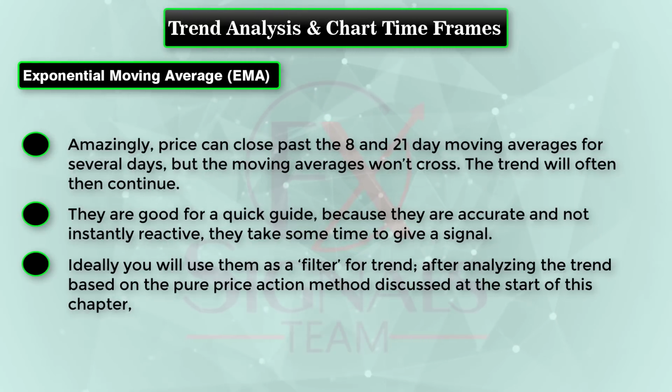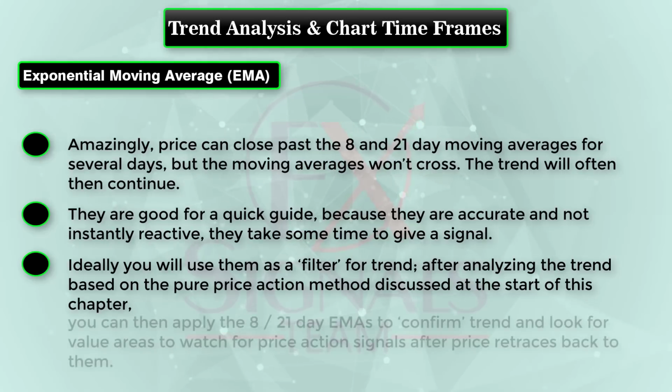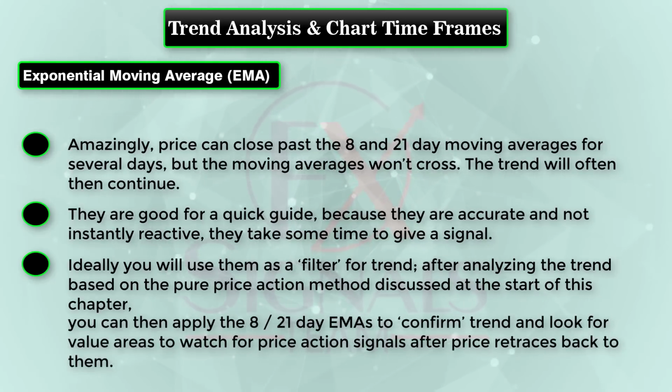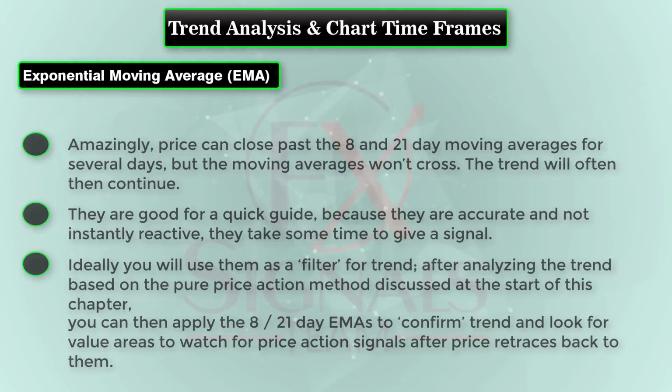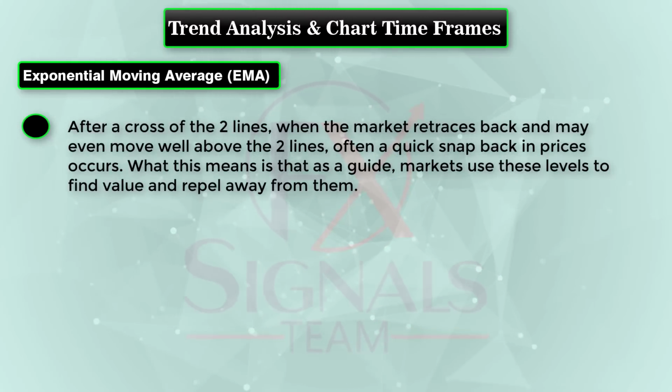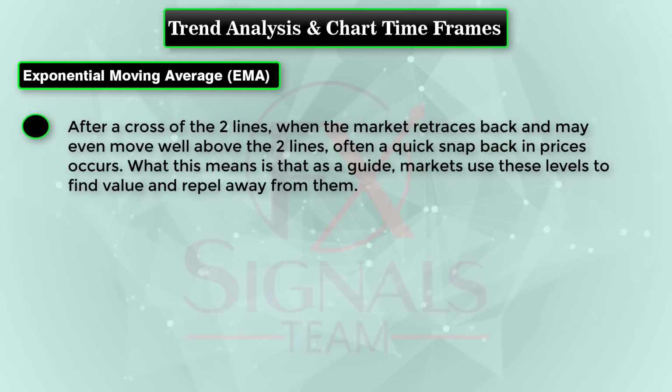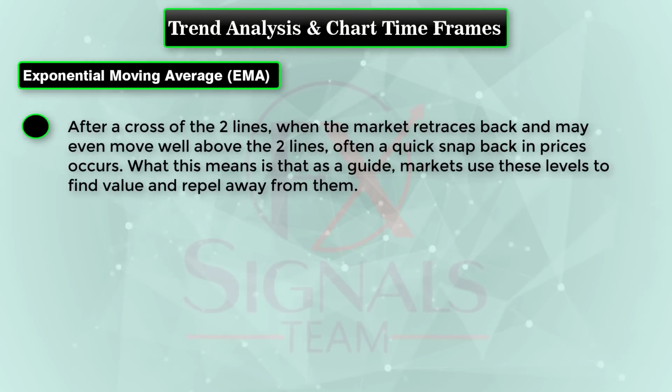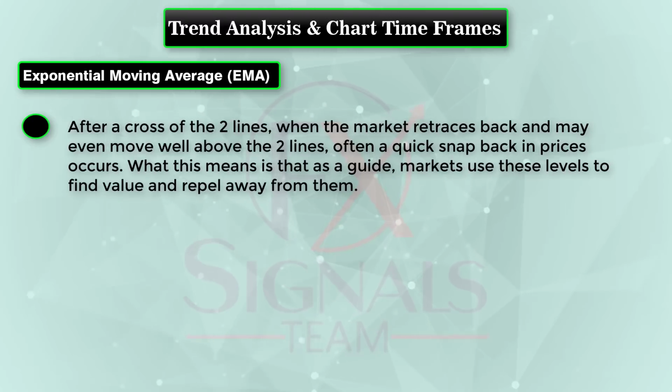After analyzing the trend based on the pure price action method discussed at the start of this chapter, you can then apply the 8 or 21-day EMAs to confirm trend and look for value areas to watch for price action signals after price retraces back to them. After a cross of the two lines, when the market retraces back and may even move well above the two lines, often a quick snapback in prices occurs.